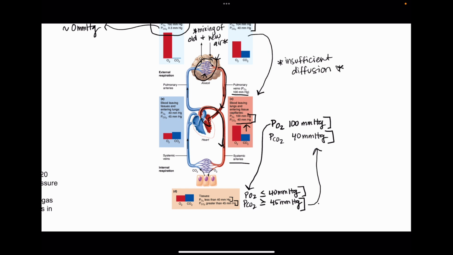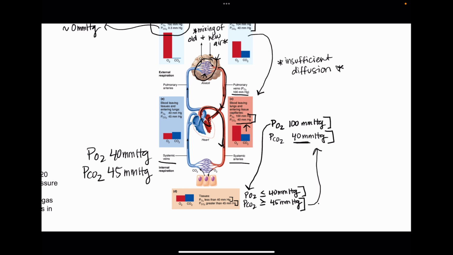And now on the other side, in our systemic veins, PO2 is now 40 because we just delivered oxygen. We started off with 100. Now we're down to 40 because we just delivered that oxygen. And would you expect the PCO2 to be higher or lower than it was before? Higher, because we just picked up that CO2. So now PCO2 is 45 millimeters of mercury when it was 40 over here. So does that make sense?